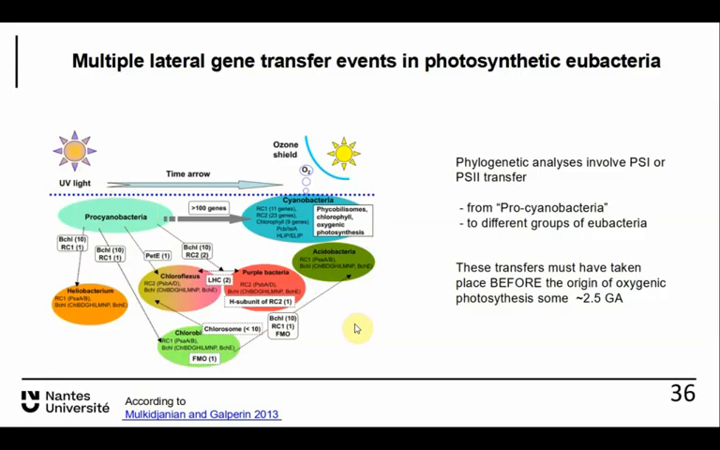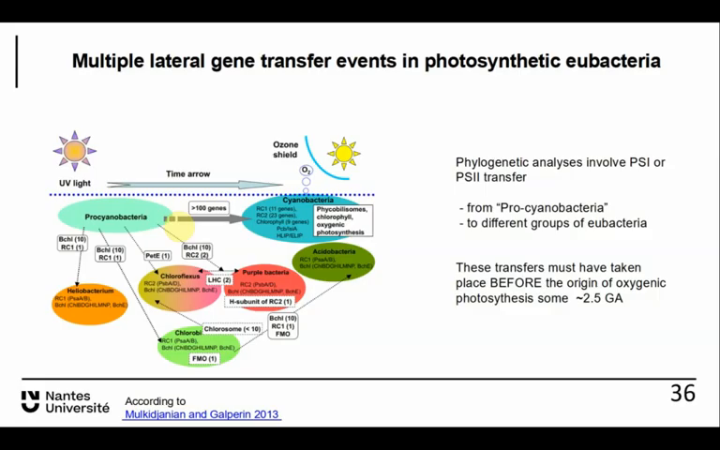And these groups are quite ancient. This occurred a long time ago. So it's thought that these gene transfer events occurred before the origin of oxygenic photosynthesis, about 2.5 billion years ago. Now, cyanobacteria are the only group that contain photosystem 1 and photosystem 2 like plants. Okay? All the other photosynthetic bacteria have either photosystem 1 or photosystem 2, but not both of them at the same time.